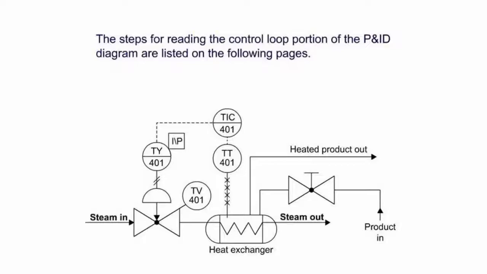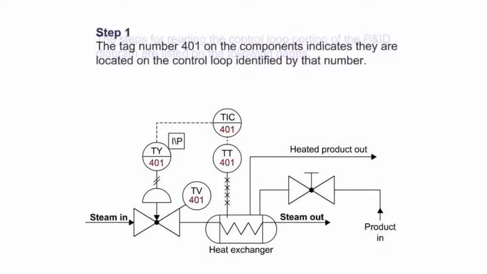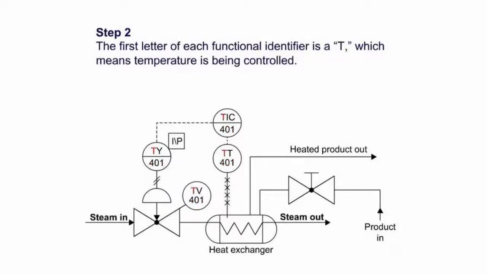The steps for reading the control loop portion of the P&ID diagram are listed on the following pages. Step 1. The tag number 401 on the components indicates they are located on the control loop identified by that number. Step 2. The first letter of each functional identifier is the letter T, which means temperature is being controlled.